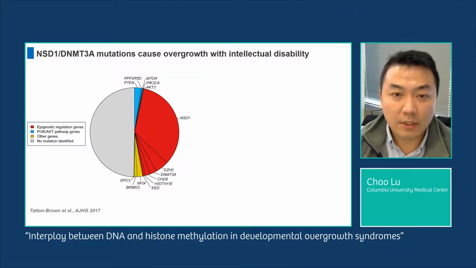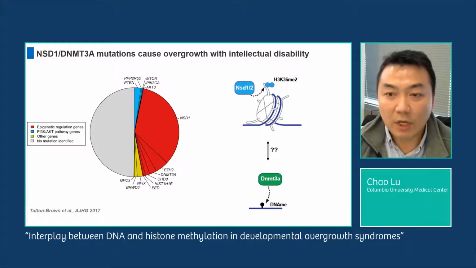So to further understand this potential crosstalk between NSD1 and DNMT3A, we hypothesized that the product of NSD1, the H3K36 dimethylation, may play a role in either positively or negatively regulating the levels, recruitment, or the catalytic activity of DNMT3A, the enzyme for DNA methylation.